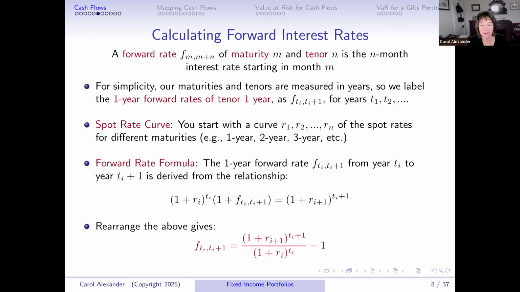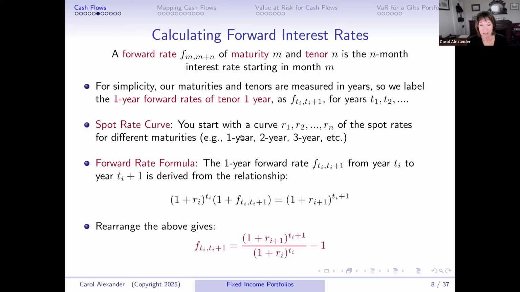And so we're going to denote those F sub Ti, Ti plus 1, and the years are going to be T1, T2, and so forth. So we can think of T1 being 1 year, T2 being 2 years, and so on. We start with a spot rate curve, and that's how we're going to get the forward rates. We're going to calculate them from this curve, R1, R2, Rn. For example, that could be the 1-year interest rate, 2-year interest rate, 3-year interest rate, all quoted in annualized 1-year terms.